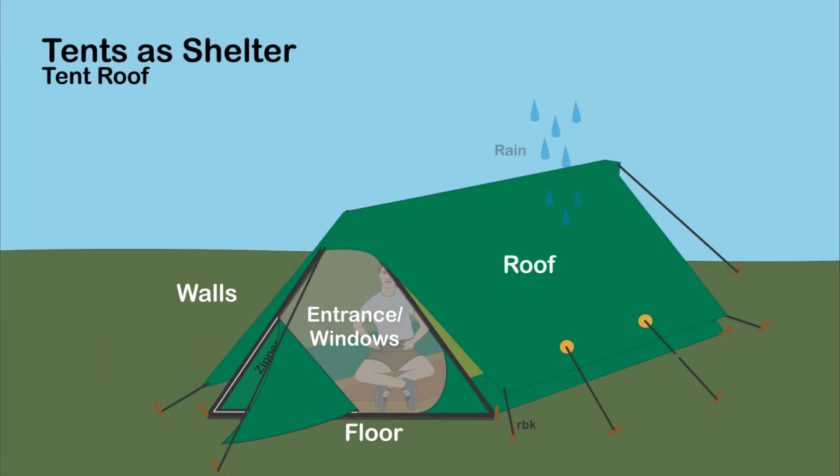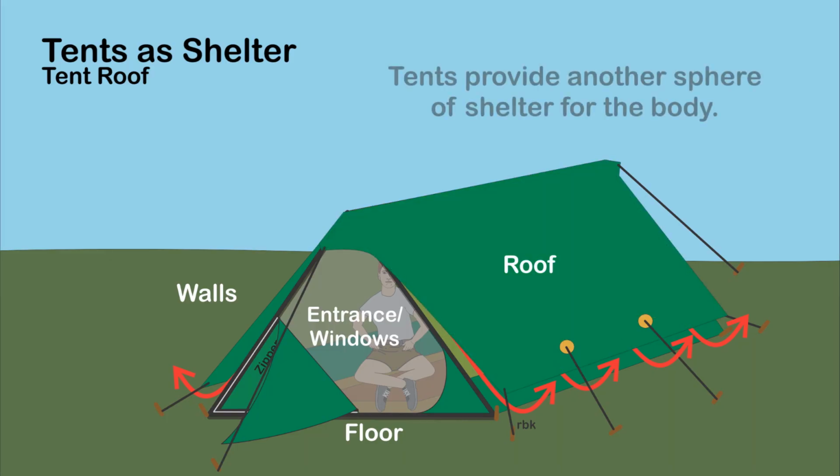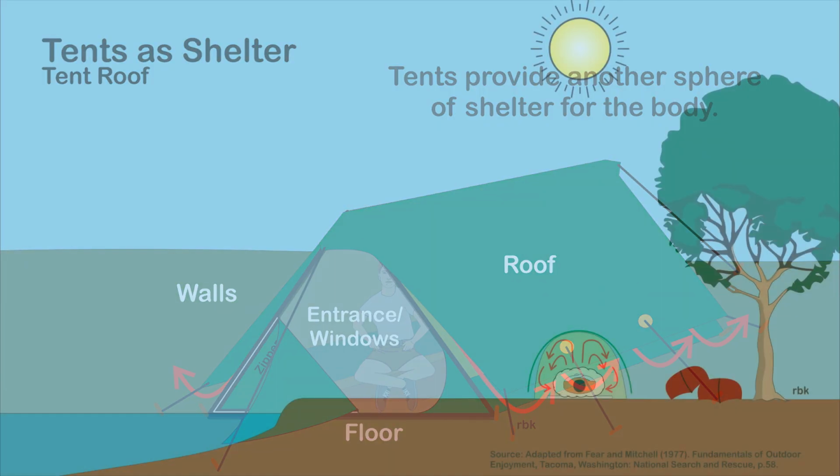The roof or waterproof fly provides protection from the rain and other elements. Normally there is an air gap between it and the breathable inner walls of the tent. This allows air circulation, yet provides protection from the rain. In summary, the tent provides another sphere of shelter for the body.